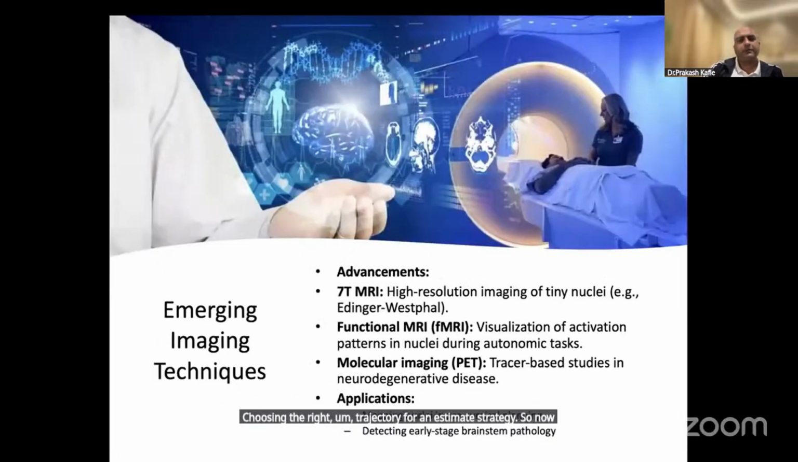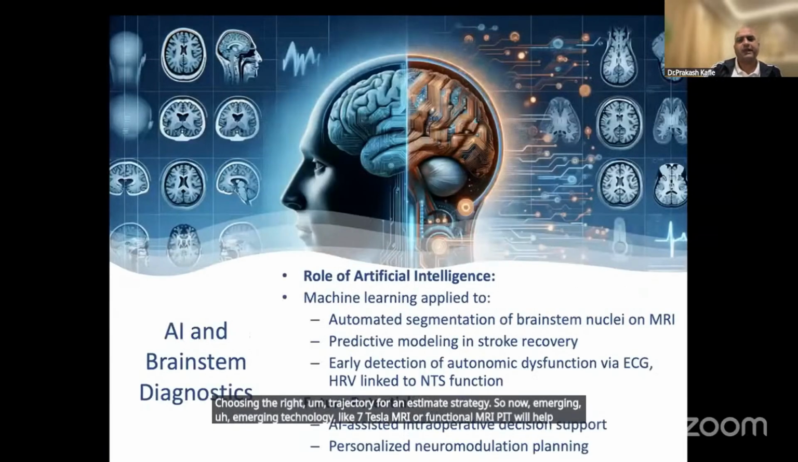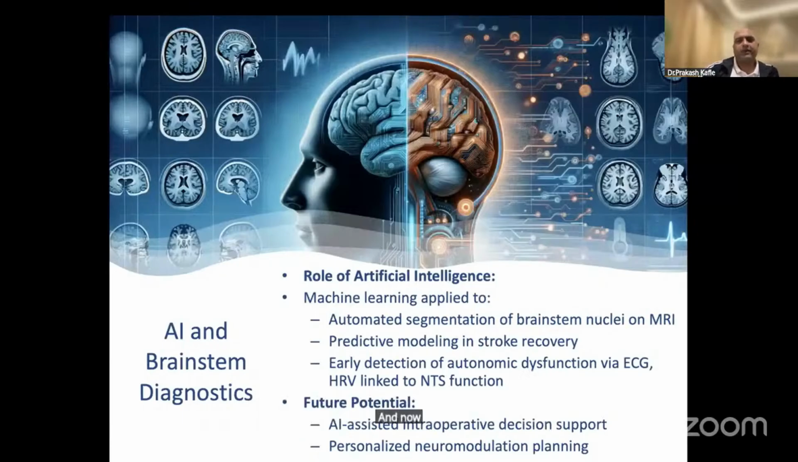Now, emerging imaging technology like 7 Tesla MRI, functional MRI, and PET will help with diagnosis. And there is also a role for artificial intelligence like machine learning, which is more helpful for localizing the lesion in the brainstem.